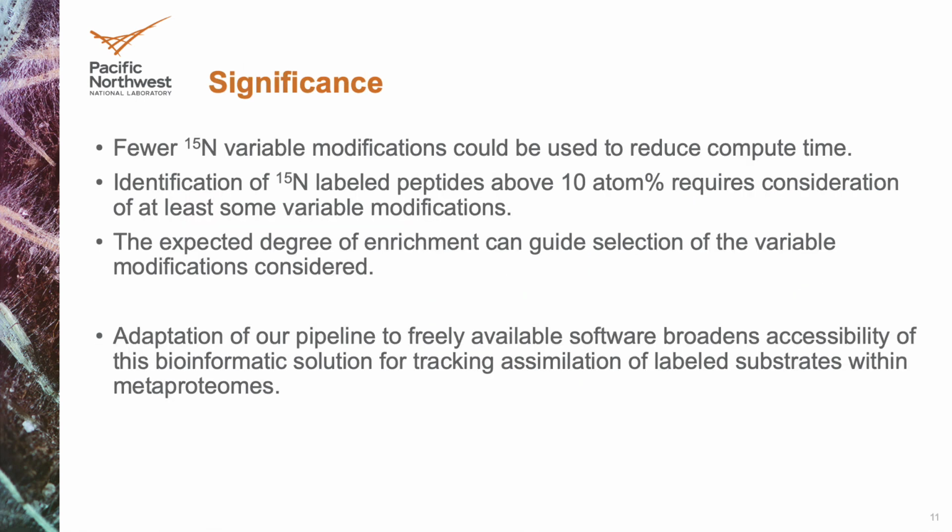To summarize, our findings suggest that fewer 15N variable modifications could be used to reduce compute time without substantial impact on the results, but identification of 15N labeled peptides above 10 atom percent requires consideration of at least some variable modifications. If known, the expected degree of enrichment can guide selection of the variable modifications considered. The work we did here to adapt our pipeline to freely available software broadens accessibility of this bioinformatics solution for tracking assimilation of labeled substrates within metaproteomes.